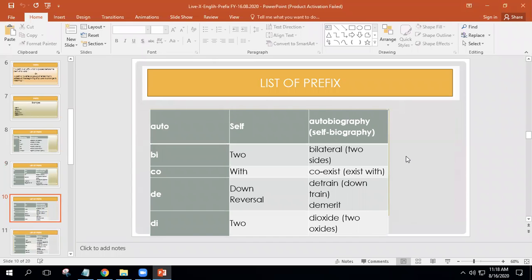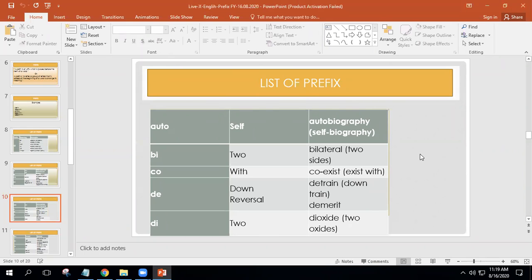Now, let's see the other examples. First, auto. Auto means self. So the example can be autobiography. That means self-biography. The difference between biography and autobiography is when someone else writes about your life story, that is called biography. And when you yourself write about your life, that is called autobiography. In Bangla, autobiography means Attojiboni.